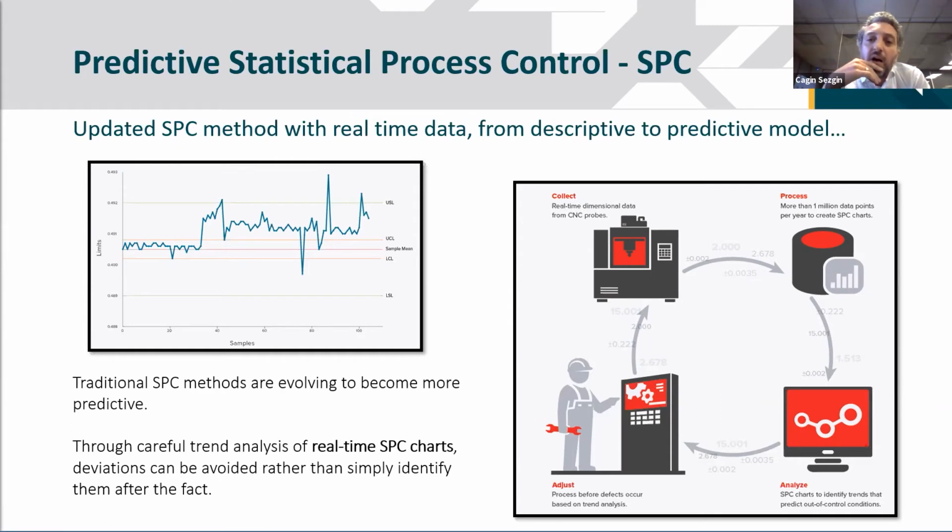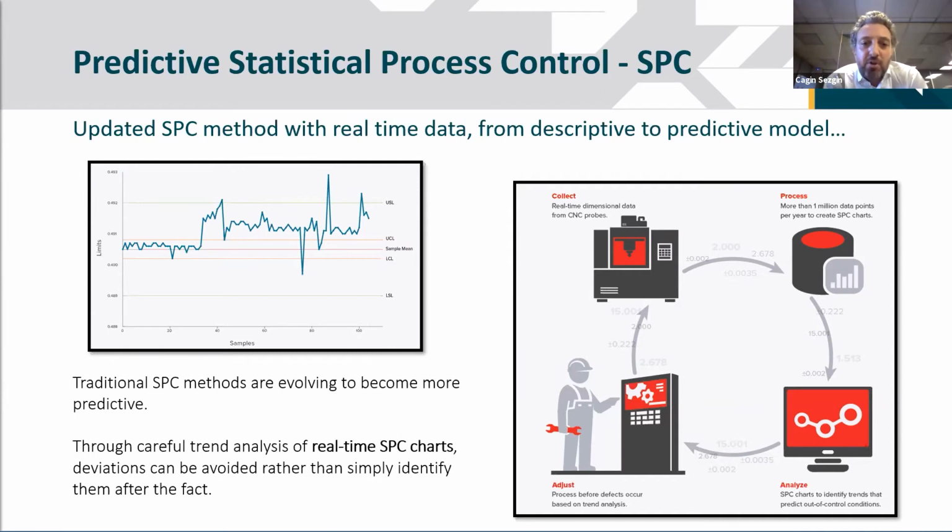So you suddenly recognize if the dimension goes out of your control limits, and if, for example, maintenance is needed, you just stop the machine and do the maintenance. Or if it can be fixed with the parameters, you just do the fixing with an adjustment. So think about it, real-time SPC charts are coming into our life.